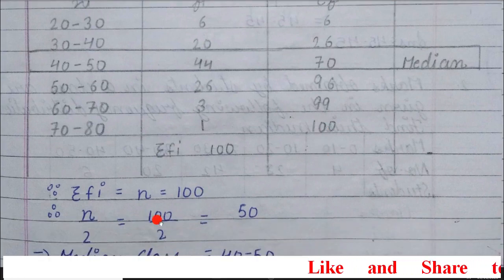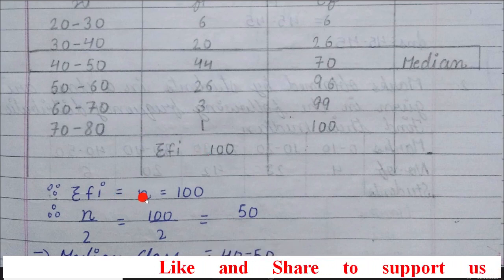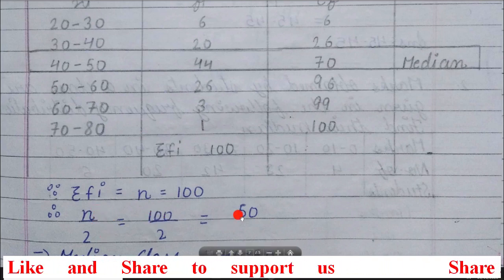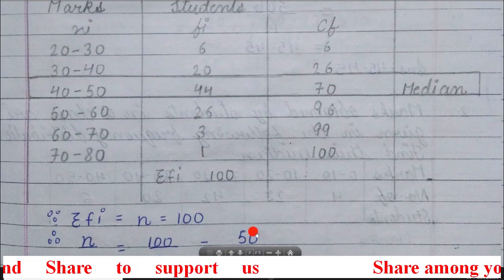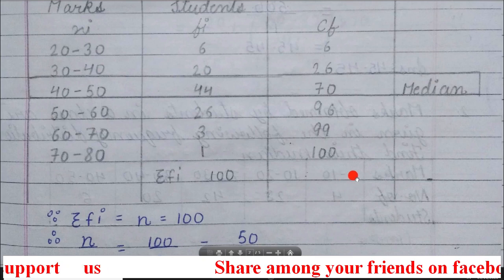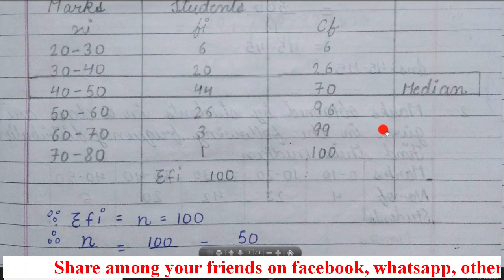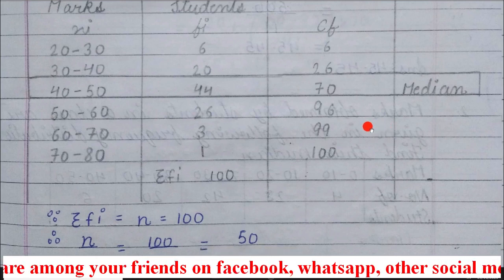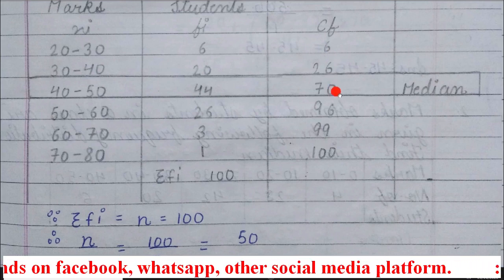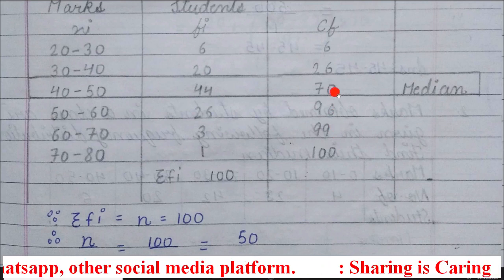See the calculation. We'll start from sigma Fi. Since sigma Fi is going to be n for us, n is 100. So find out n upon 2, that will give you 50. After finding 50, you have to come to the CF column. So we have to search the CF which is just greater than 50. What I said, CF which is just greater means one step greater than 50. So here we'll see 70. Now all these data are more than 50, but we want the one just greater than 50, that is 70.